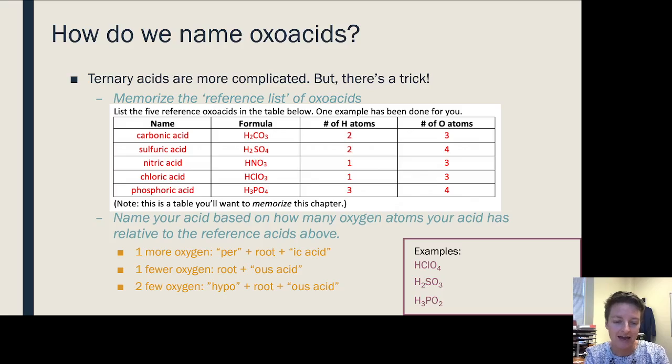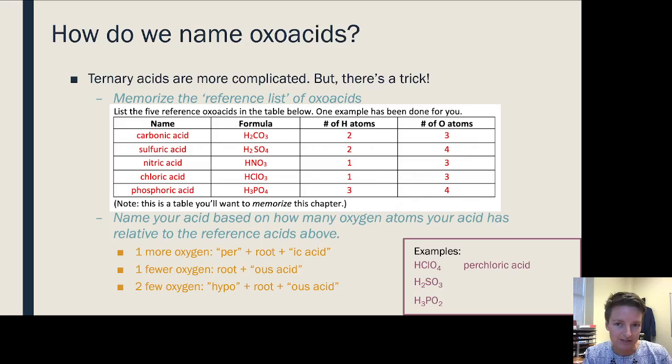So if I have an acid, HClO4, I'm going to look at that acid compared to my reference acid. I see that chloric acid, HClO3, has 3 oxygens, but HClO4 has 1 more than that, 4 oxygen atoms. So my naming rules are that because I have 1 more oxygen atom, I'm going to put the prefix per in front of the name chloric acid, but I'm going to keep that ic acid suffix. And so HClO4 would be named perchloric acid.